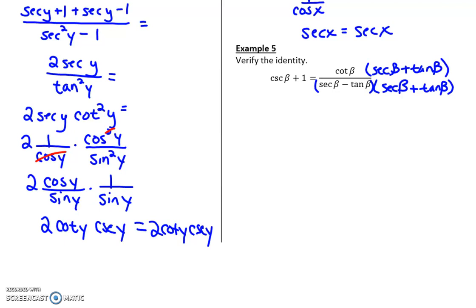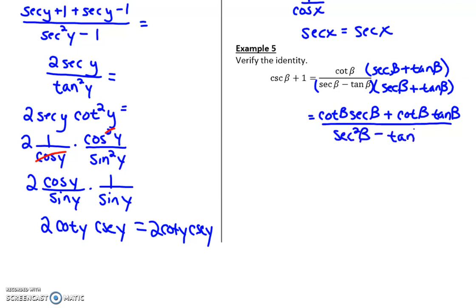Okay, and so then we're just going to simplify that. I'm not going to distribute my cotangent. Well, actually I will distribute the cotangent, because when I multiply the cotangent by the tangent, that'll give me 1. So I am going to do that. So cotangent of beta times secant of beta plus cotangent of beta times tangent of beta becomes my numerator. And then my denominator, when I multiply that all out, I end up with secant squared of beta minus tangent squared of beta, because our middle terms are going to cancel out. That's why we want to multiply by the conjugate.